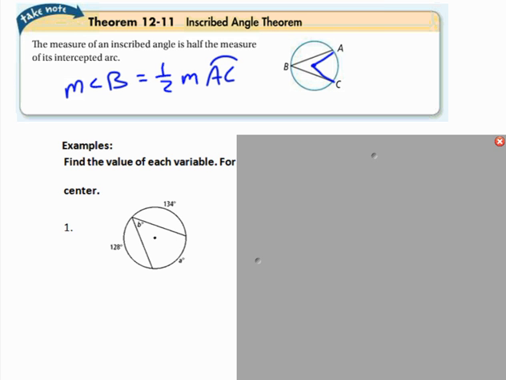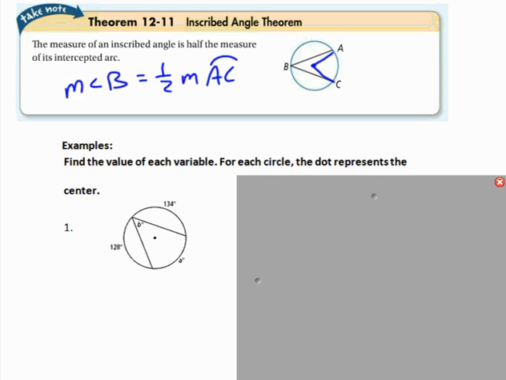So first example, it says find the value for each variable. For each circle, the dot represents the center. Right here we're given two arcs. We're given this one arc right here, which is 128 degrees. This one is 134. We don't know this arc right here. We don't know the inscribed angle either, so that's what we want to find out.